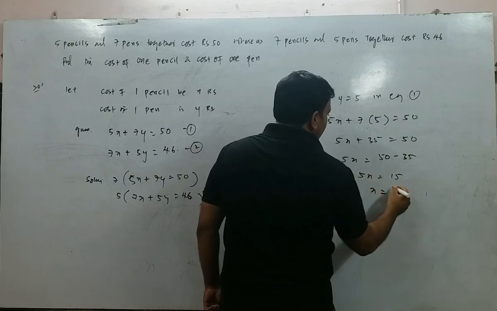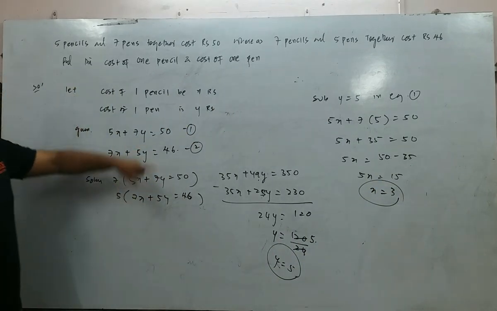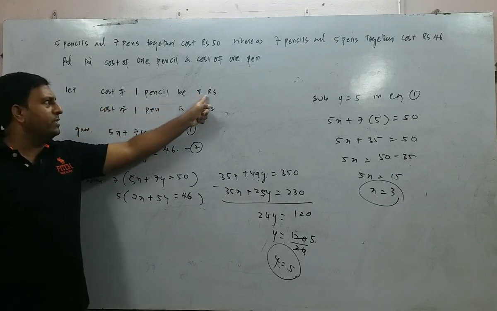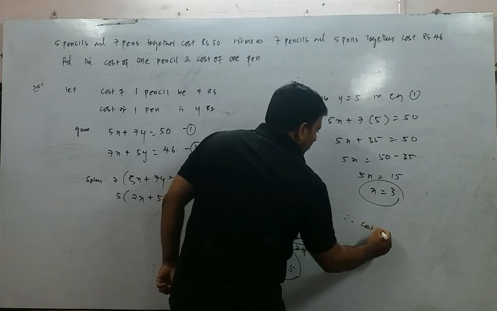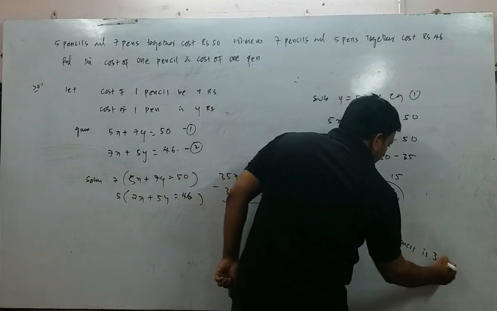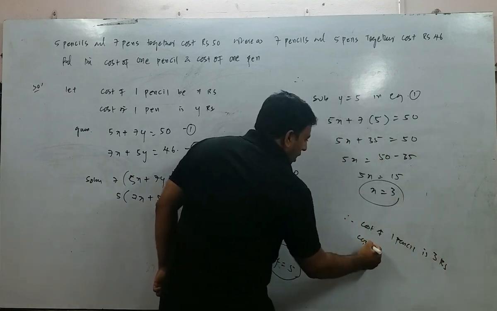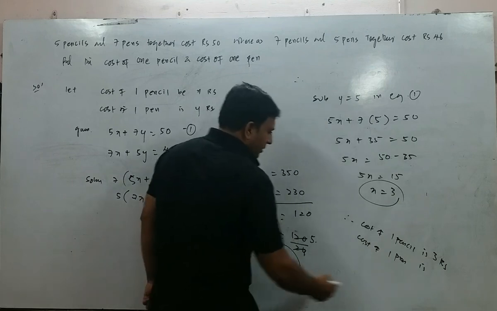What is x is equal to? 5 ones are 5, 5 threes are 15. So x is equal to 3 and y is equal to 5. What does 3 indicate? 3 rupees indicates the cost of one pencil. So therefore, cost of one pencil is 3 rupees and the cost of one pen is how many rupees?